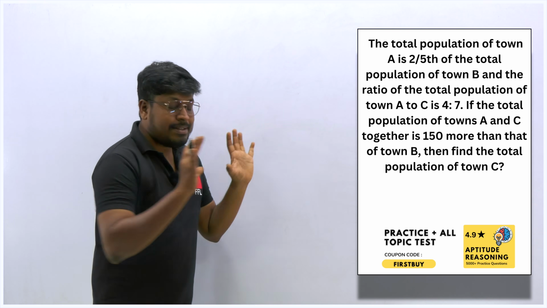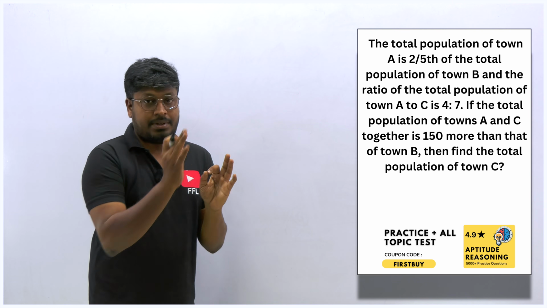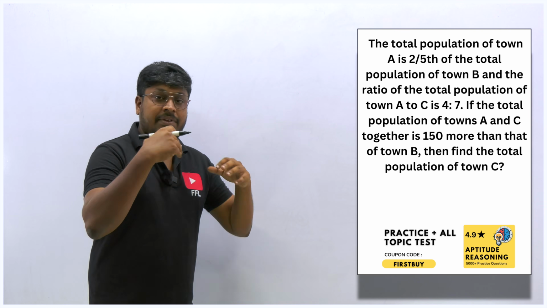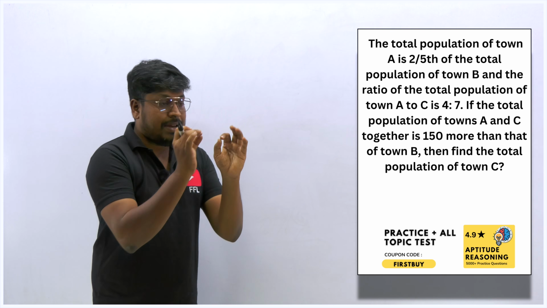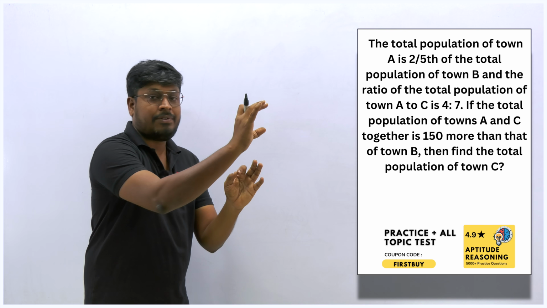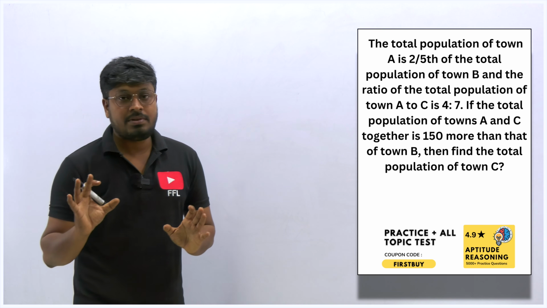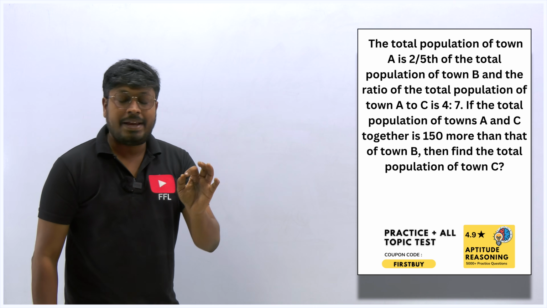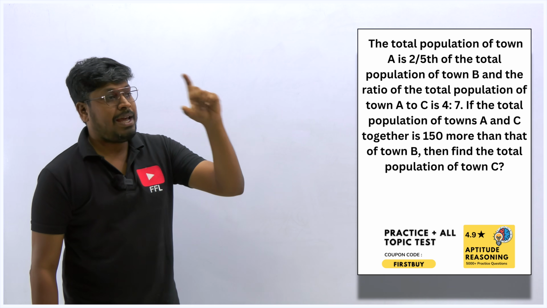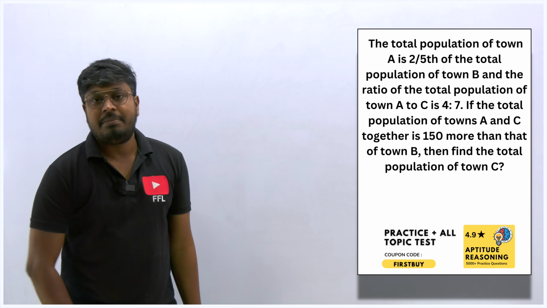After reading this question, the first thing that strikes my mind is that there are three towns A, B and C. Whether or not they have given the total population, what we need to find is the total population of town A, town B and town C. If I find all three values, solving this question is easy. So our target is always to find the total population of town A, town B and town C, and then based upon the question we can find all the remaining values.